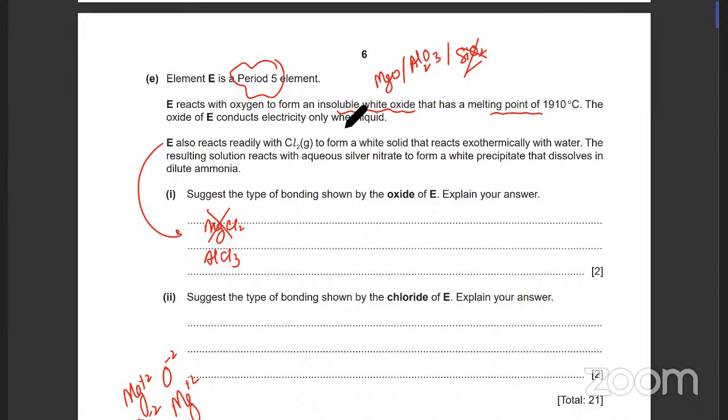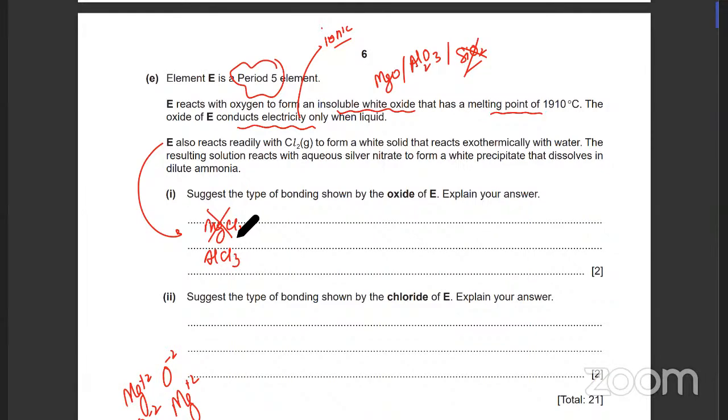The next part is that it conducts electricity when it's liquid. Only ionic compounds conduct electricity, so you're left with MgO and Al2O3 because they're ionic. This statement is referring to something ionic, because you've only got two types of oxides: covalent or ionic. So silicon is out of the question now. Sodium was out because it's not insoluble. Then it reacts with Cl2, and you're only left with Mg and Al. So you either have magnesium chloride or AlCl3.